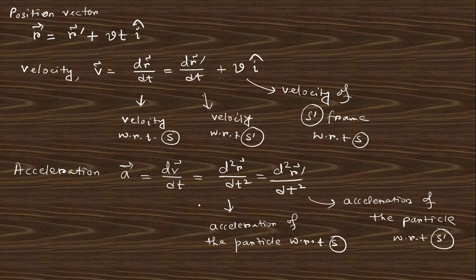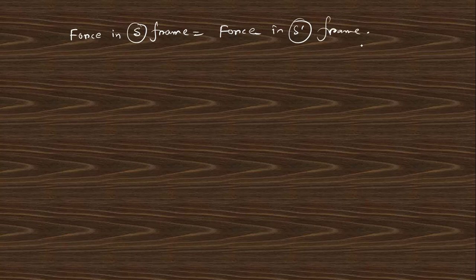So if you multiply the mass on both sides, you will get the force. So you can see here the force in S frame is equal to the force in S prime frame, and force is nothing but Newton's second law. So you can see here Newton's law of motion is invariant, that is, unchanged. It is valid for both inertial frames.